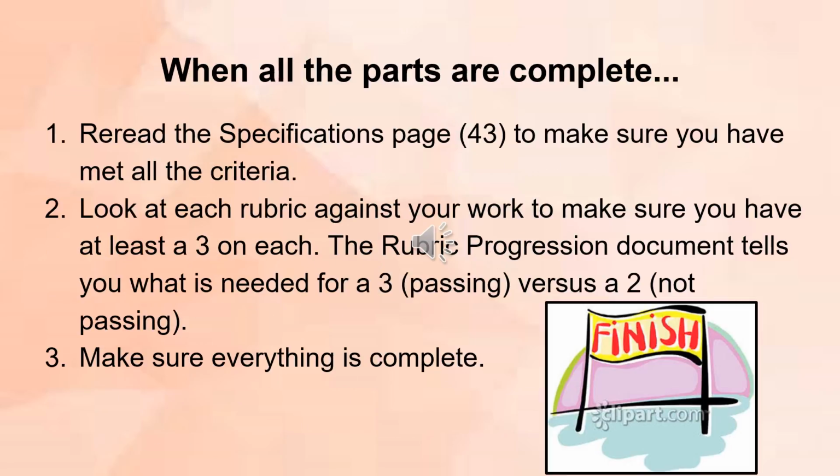Finally, when all of these parts are complete, you want to make sure you reread the specifications page to make sure you've met all of the criteria that's in your handbook. You want to look at each of the rubrics for this task to make sure that your work looks like a level 3, at least, a level 4, even better. And the rubric progression guide can help you with this. That's on your Blackboard course as well.